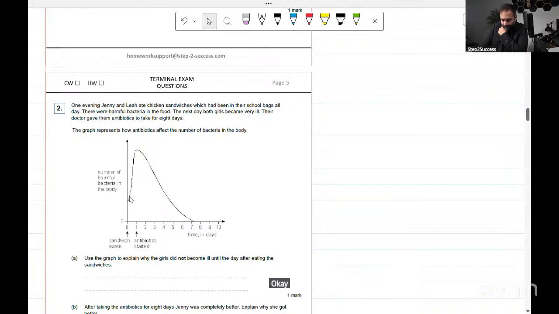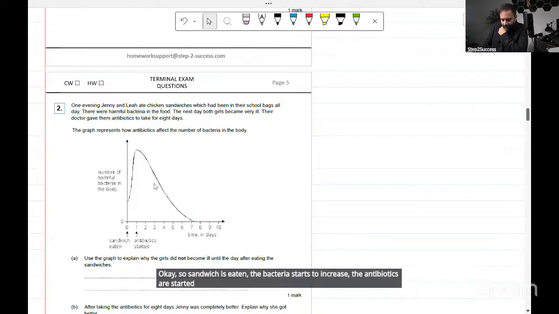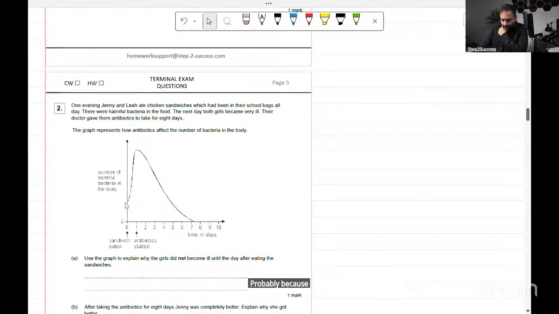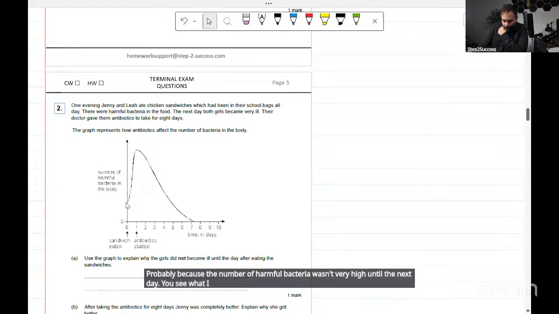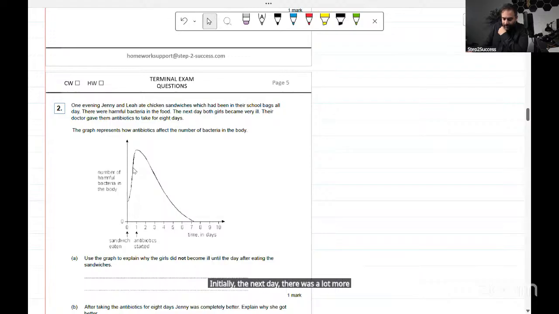Okay, so sandwich is eaten, the bacteria starts to increase, the antibiotics are started, and then gradually they start to decrease because antibiotics start to kill them. Why did they not become ill until the day after eating the sandwiches? Probably because the number of harmful bacteria wasn't very high until the next day. You see what I mean? It was quite low initially. The next day, there was a lot more of it. So it increased very quickly over the course of a day or so.